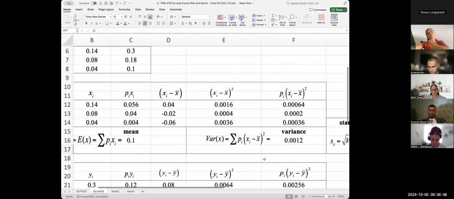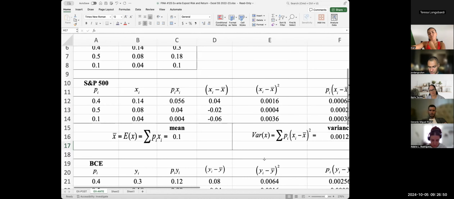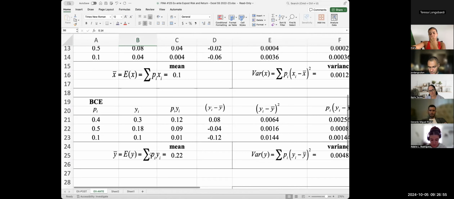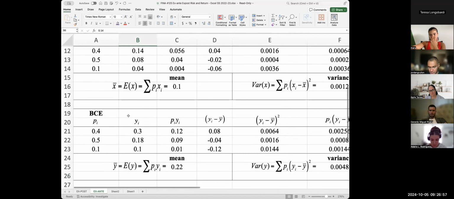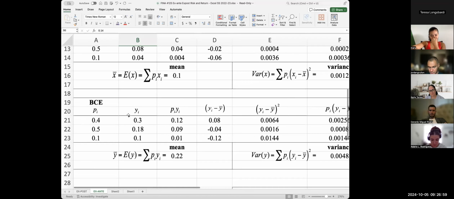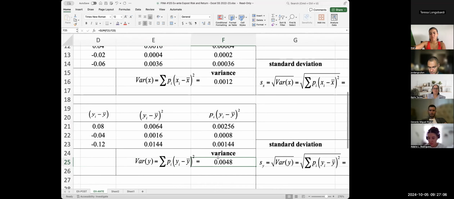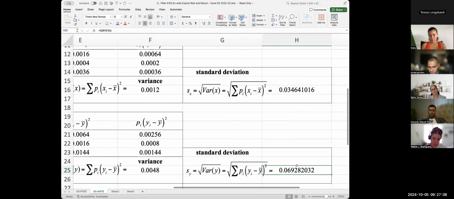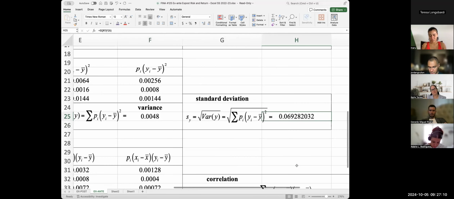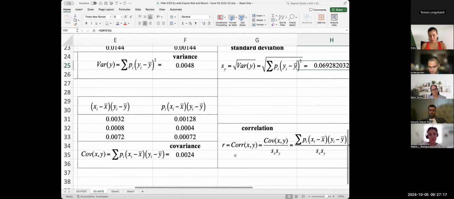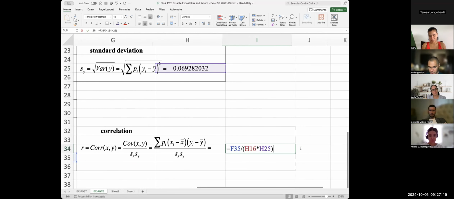Any questions about that? And the same thing. So all I did was change these numbers, download it and change the numbers. And then for Y, the same thing. The mean, the standard deviation. First, you get the variance and then the standard deviation. And once you have those, you can calculate the correlation. And what do we see?